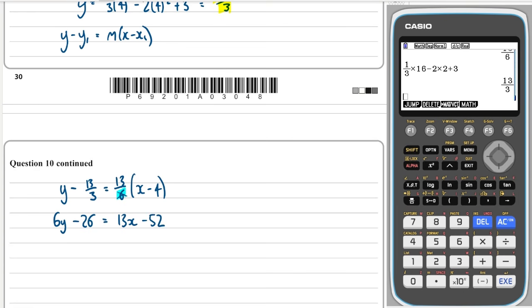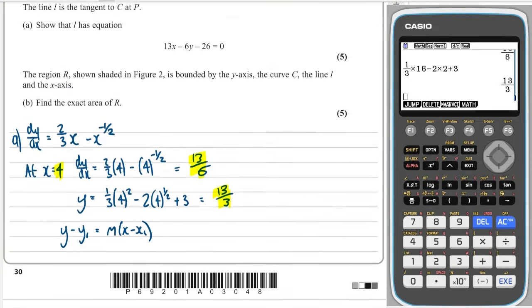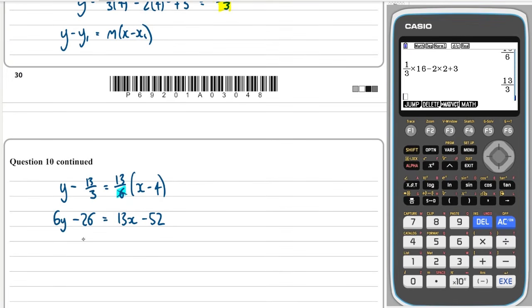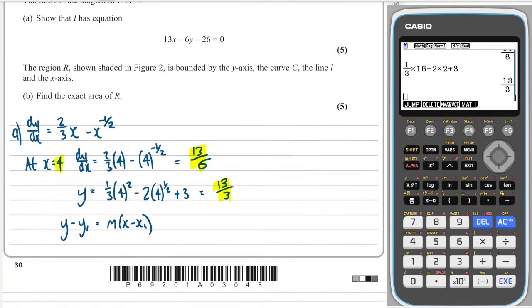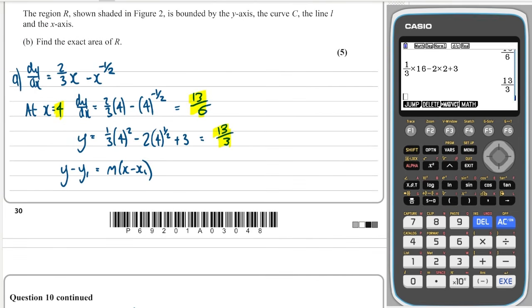Let's bring it all over to one side. Let's have a look how they want it. They want the 13x to be positive, so I'll bring it all over to the right side to get 13x minus 6y, and minus 52 plus 26 is minus 26. Perfect. And that is, yeah, that's good. That was 5 marks. Lovely.